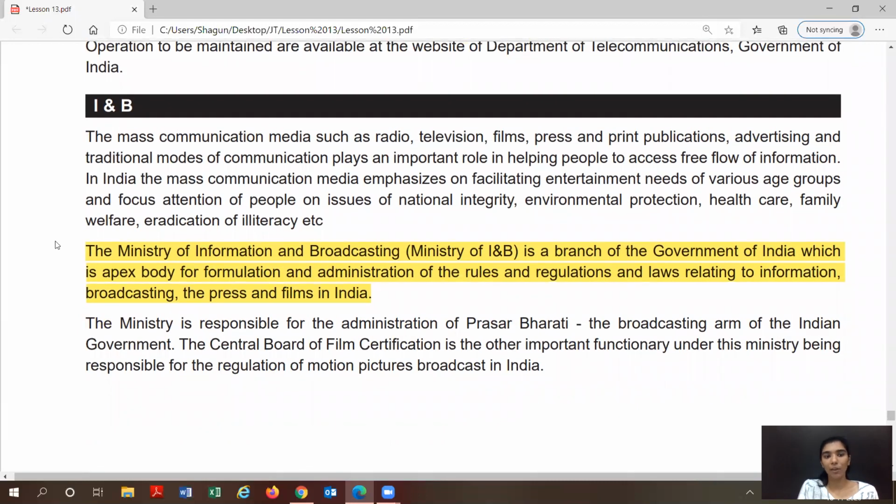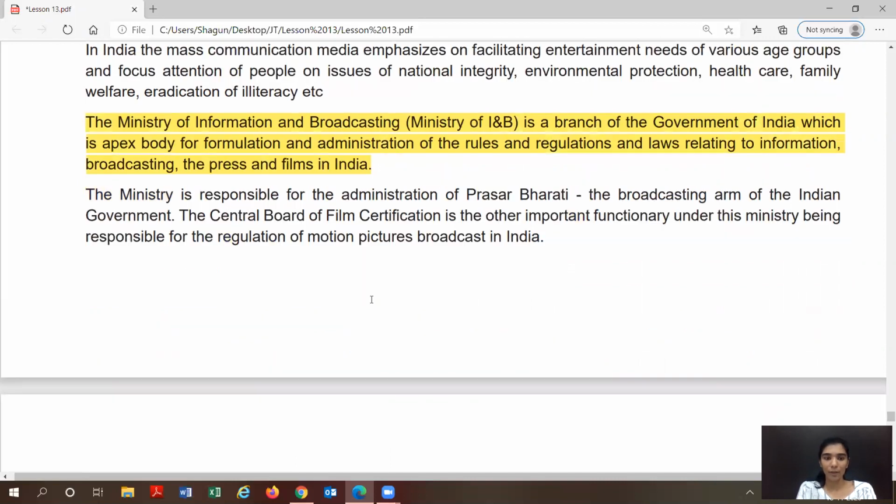The Ministry of Information and Broadcasting is a ministry which is the apex body for formulation and administration of rules and regulations and laws relating to broadcasting and press and films के लिए ये economic ministry है.